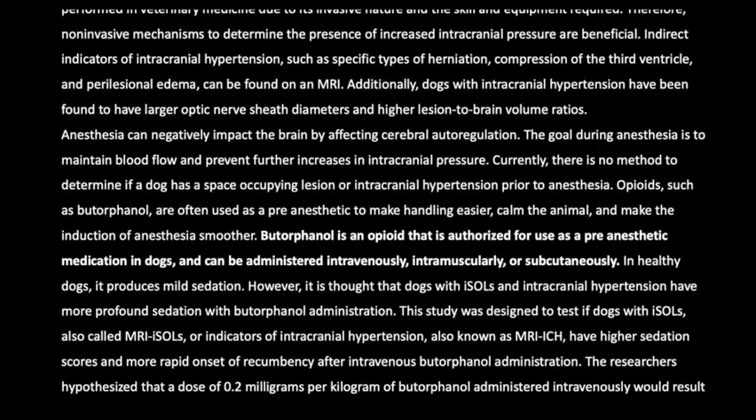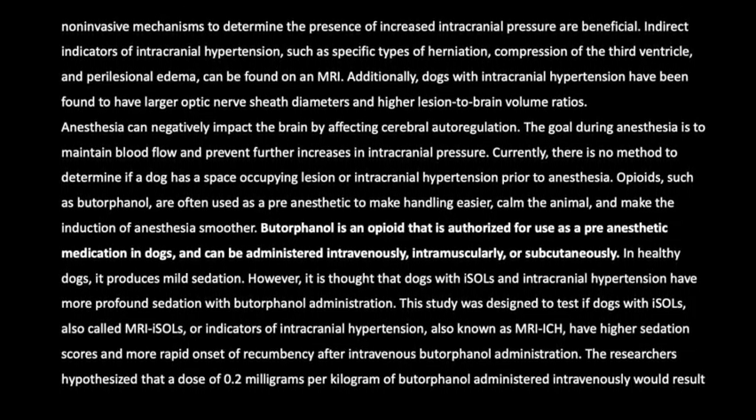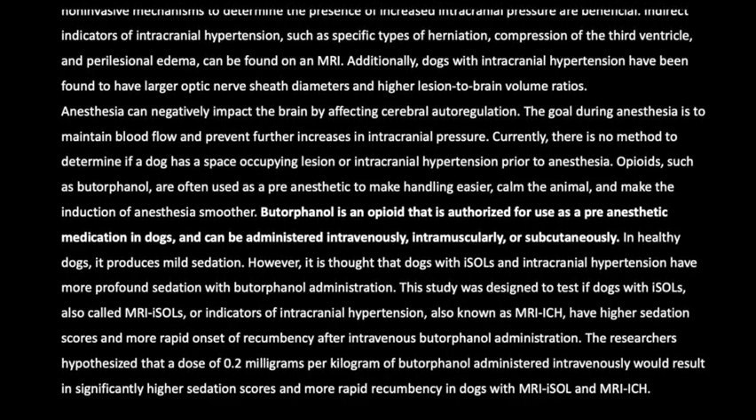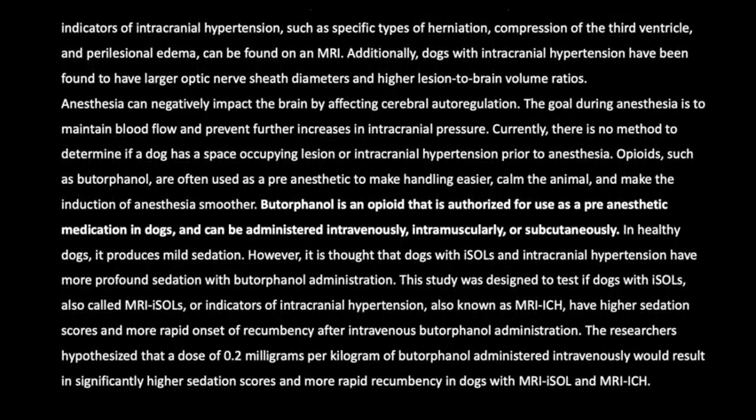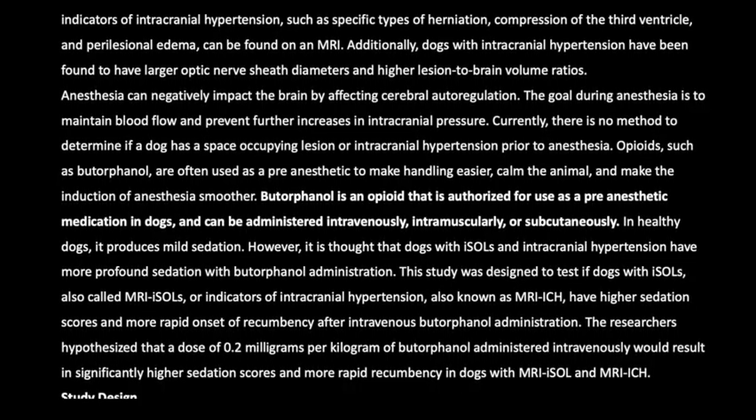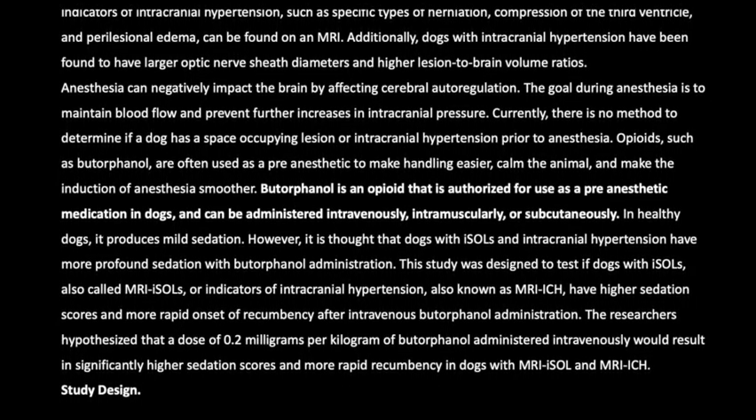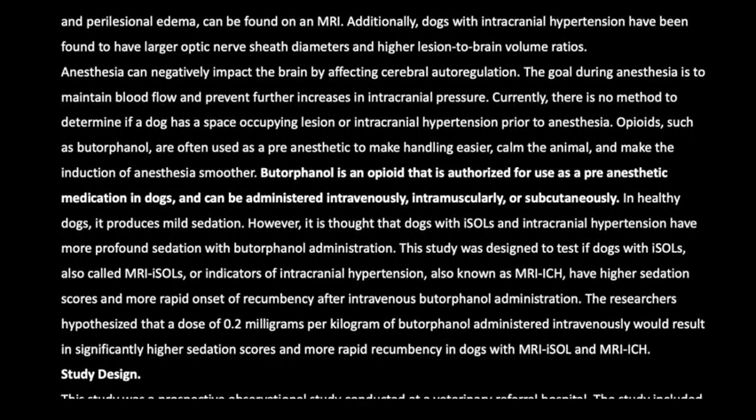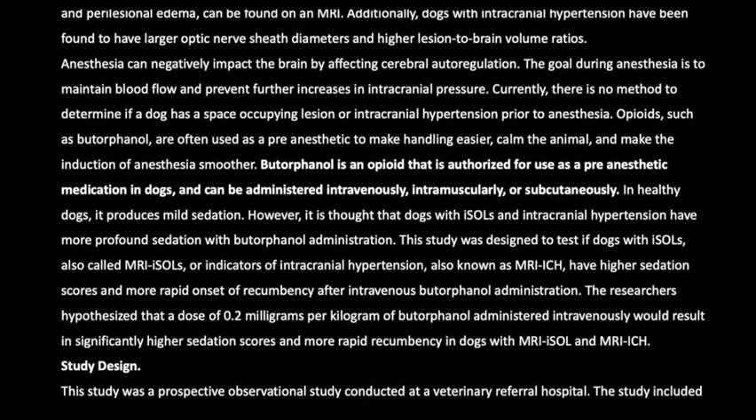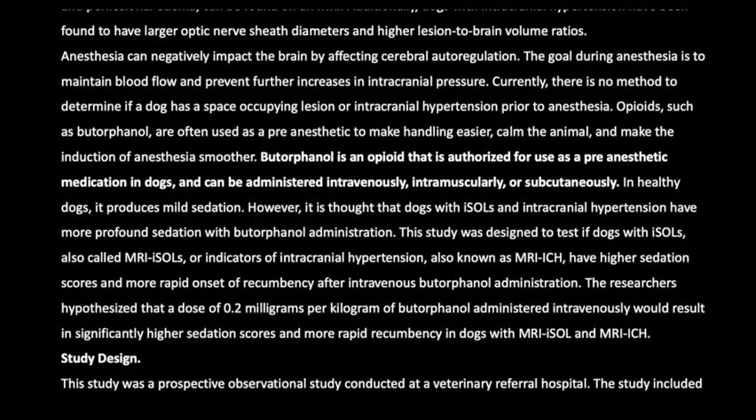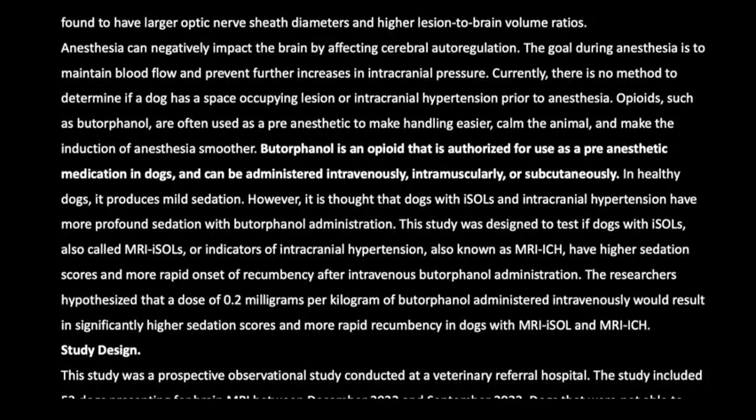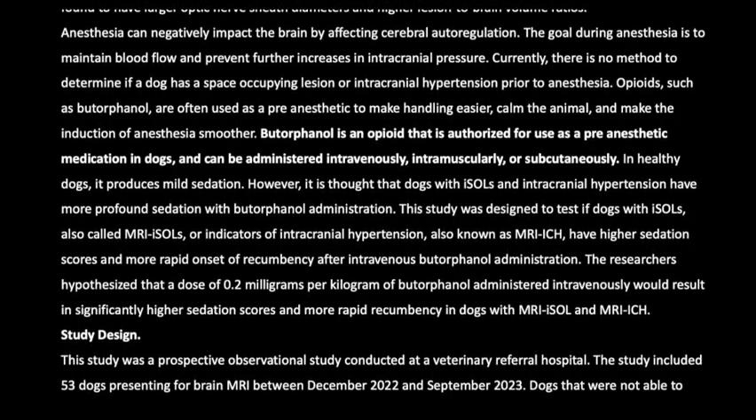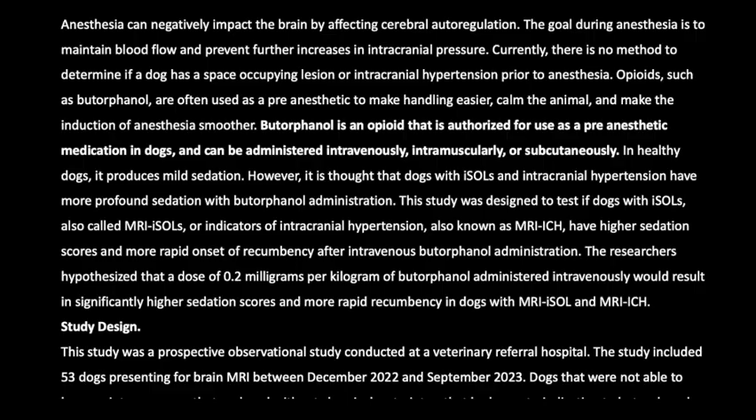Opioids such as butorphanol are often used as a pre-anesthetic to make handling easier, calm the animal, and make the induction of anesthesia smoother. Butorphanol is an opioid that is authorized for use as a pre-anesthetic medication in dogs, and can be administered intravenously, intramuscularly, or subcutaneously. In healthy dogs, it produces mild sedation. However, it is thought that dogs with ISOLs and intracranial hypertension have more profound sedation with butorphanol administration.